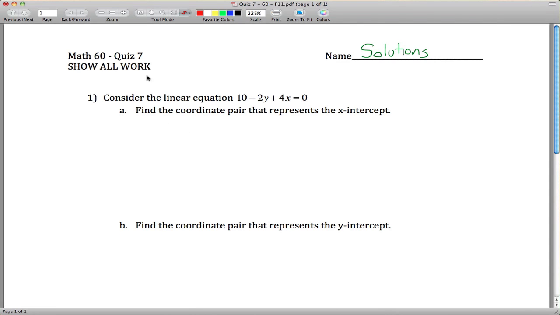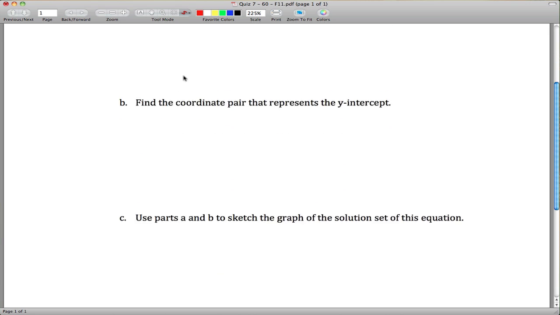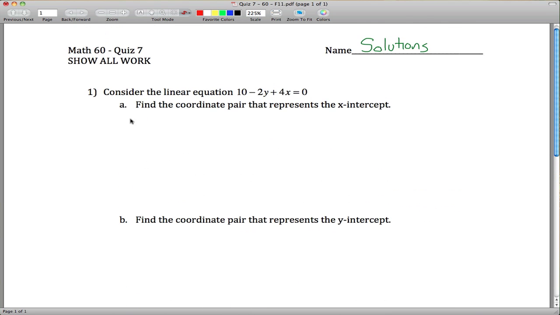All right, here are solutions to quiz 7 from Math 60. Let's see, in the first question, the only question, we're given this linear equation right here. It is in fact linear because we just have numbers in front of y's and numbers in front of x's and other numbers floating around here, everything added and subtracted. And what we're asked to do is find the coordinate pair that represents the x-intercept.